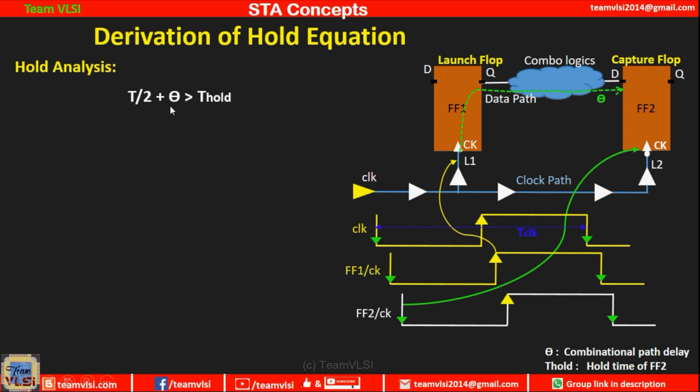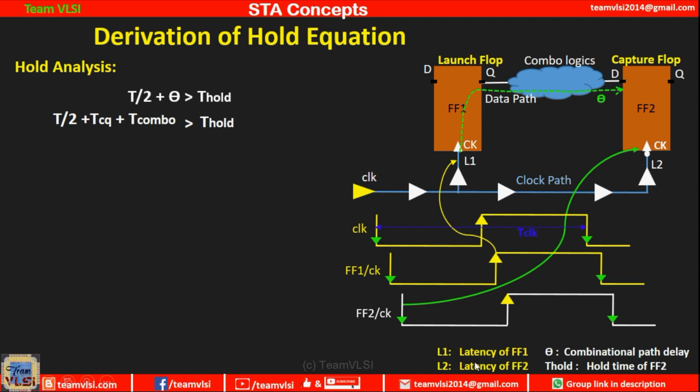So on the data arrival side, it will be T/2 plus theta, and again we can divide theta as clock to Q delay plus combinational delay. So our T/2 plus t clock to Q plus combinational delay should be greater than the hold time of flip-flop 2, right?